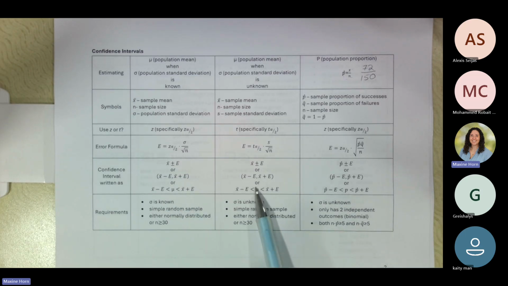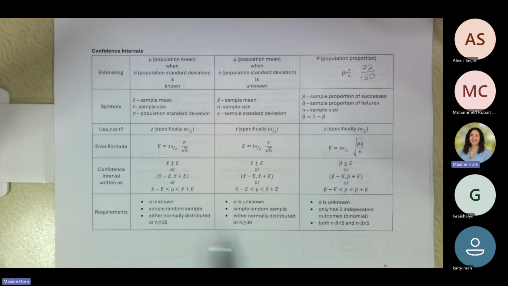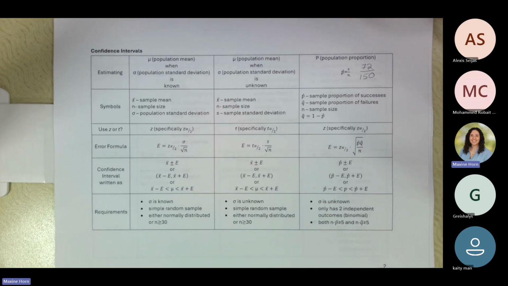Same thing here. Our population parameter of mean falls somewhere in between here. Our population parameter of proportion falls somewhere in between here. Now down here, we have the requirements for each of these. So there are going to be some times where you're going to be saying, oh, wait, no, I actually can't do anything because I don't actually meet whatever your particular requirement is.